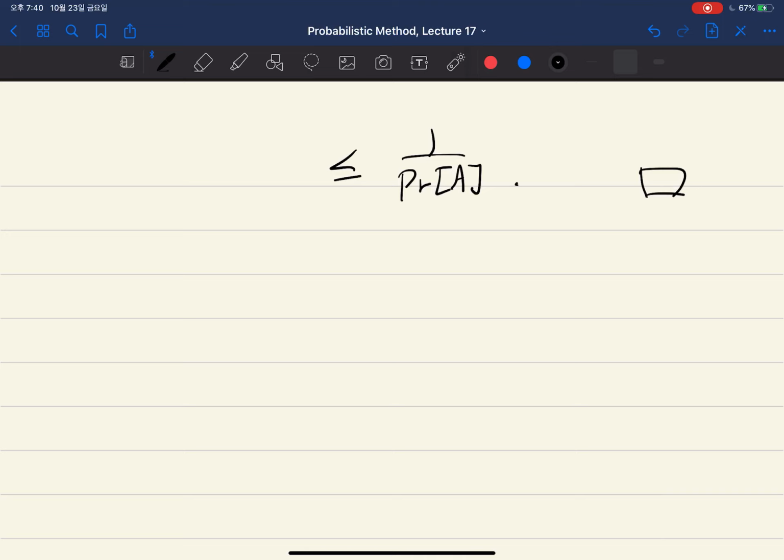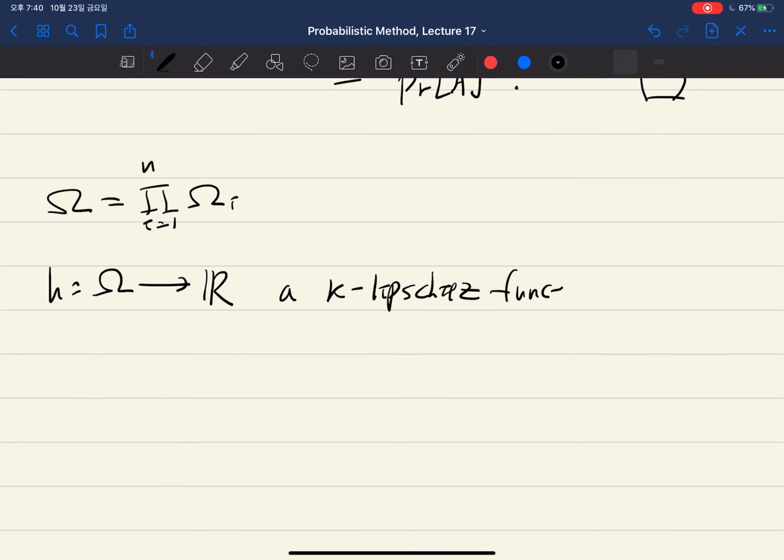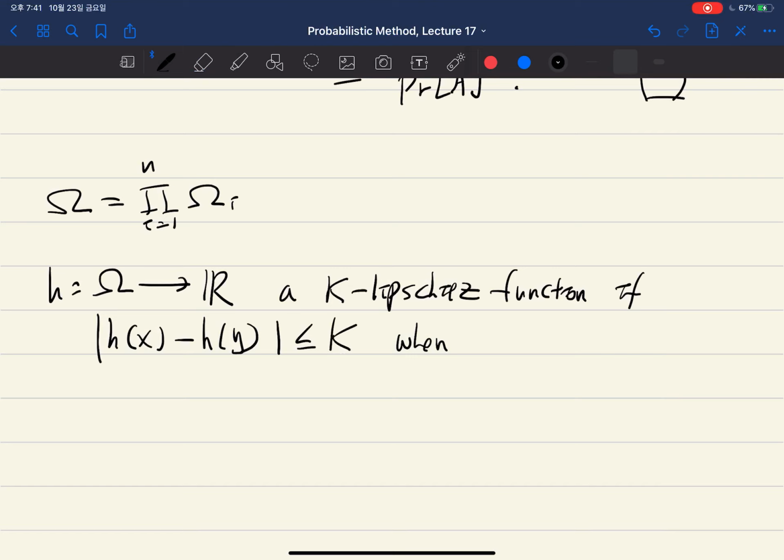So let's consider again that omega is a product space, and let's say h is a function from omega to R. And let's say this is a K-Lipschitz function if h(x) and h(y) differ by at most capital K whenever x, y differ in at most one coordinate.